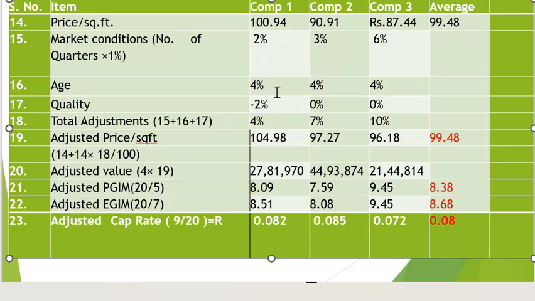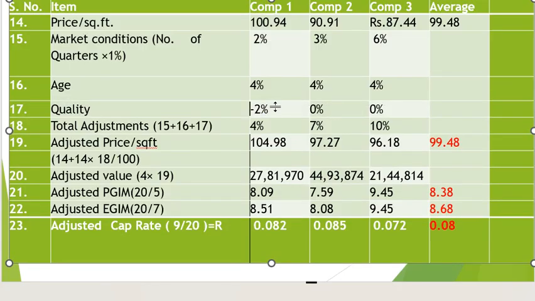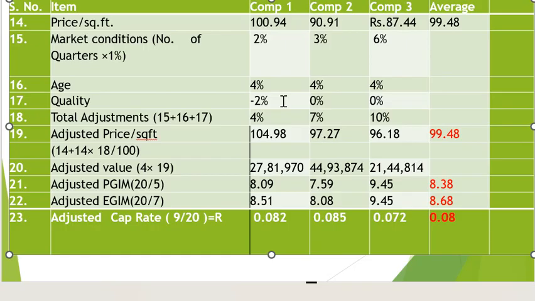So here you have to bring all the three properties to the same level. That is why we have given -2%, not +2%. This you have to remember: for better things you have to provide negative weightage. So total adjustment will be 2 plus 4 minus 2, 4%. Similarly here 7%, here 10% weightage.